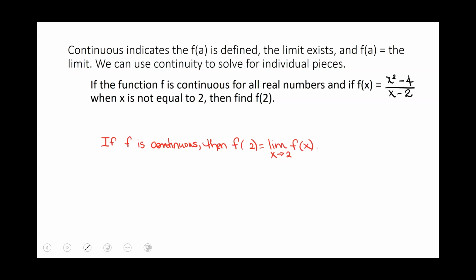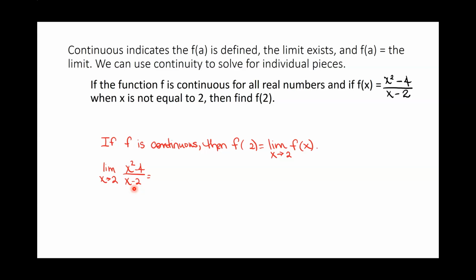So let's try finding the limit as x approaches 2, because then that will tell me what f of 2 is. All right, so this is a rational function. Rational functions are continuous within their domain, meaning we can just use direct substitution as long as we don't get 0 in the denominator. Unfortunately, we get 0 in the denominator. Does that mean the limit doesn't exist? No, that just means that it's not well behaved.